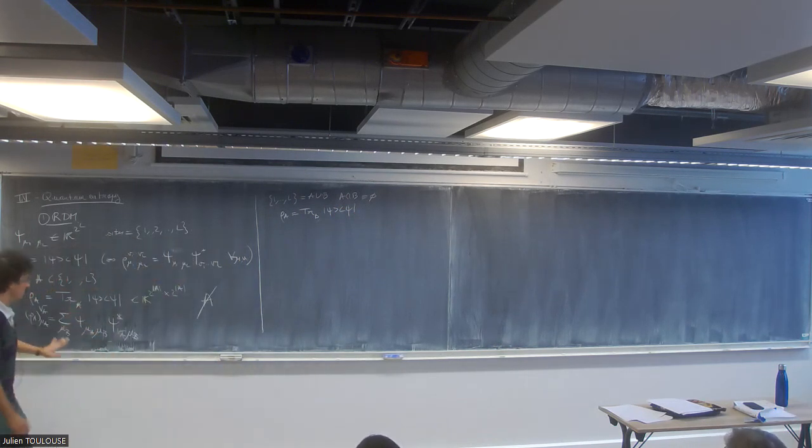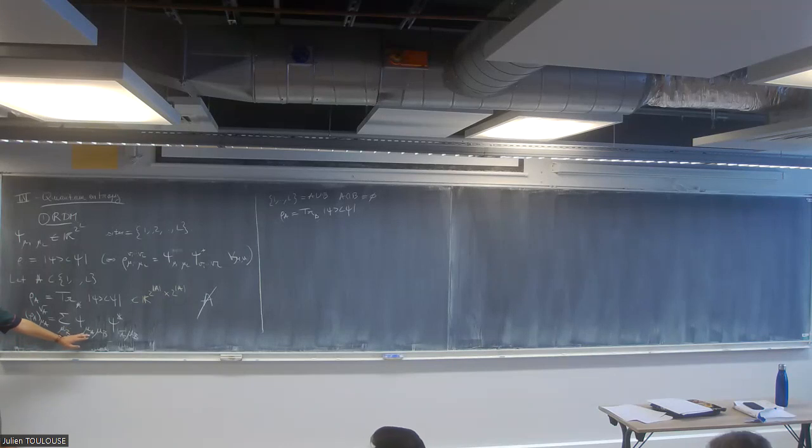Over the complementary set of indices, and this is depicted in the formula here. You fix the indices that belong to A, and you sum over the indices that belong to the complementary set.